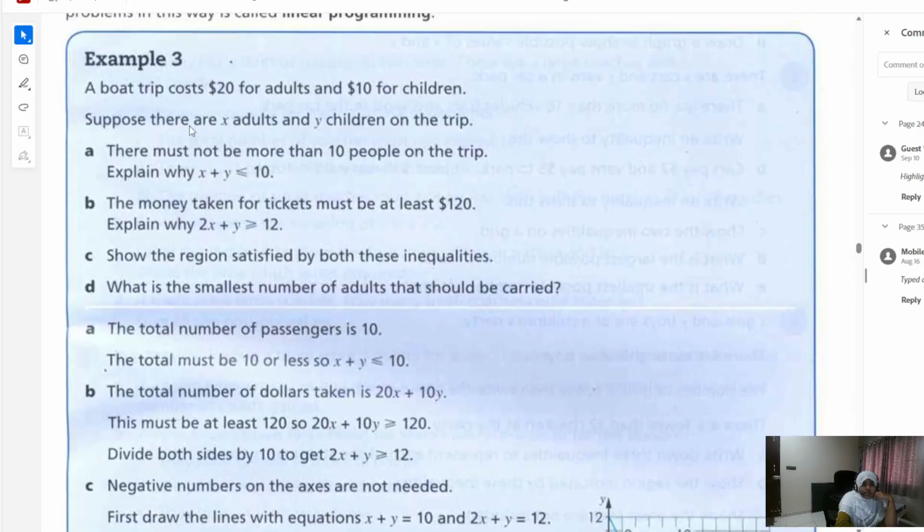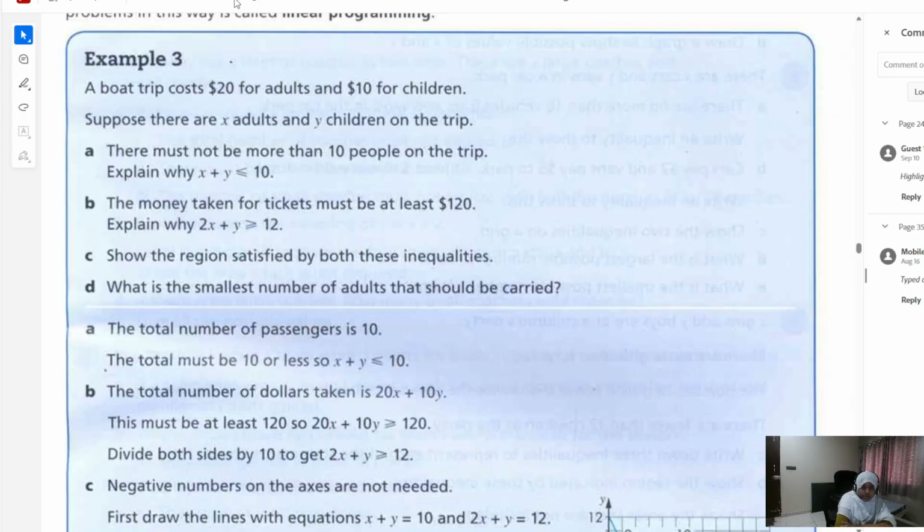So there is a boat trip that costs $20 for adults and $10 for children. Suppose there are X adults and Y children on the trip, and you have to solve four categories of questions they have given. We'll just try to solve them. They are asking, there must not be more than 10 people on the trip. Explain why X plus Y is less than or equal to 10.